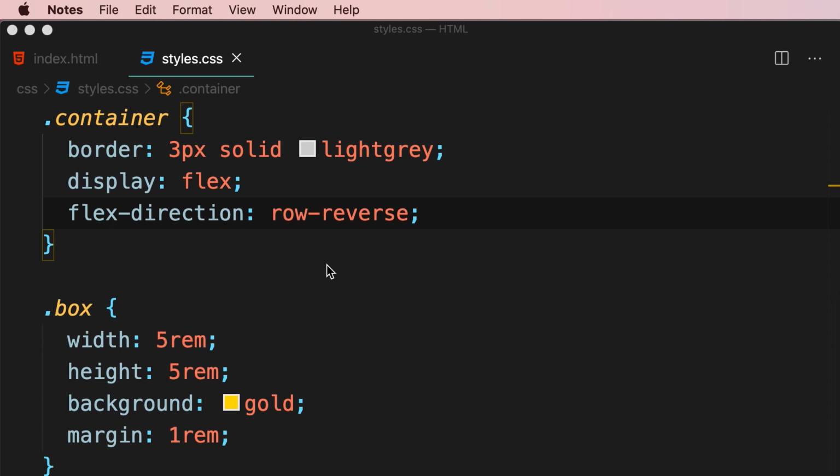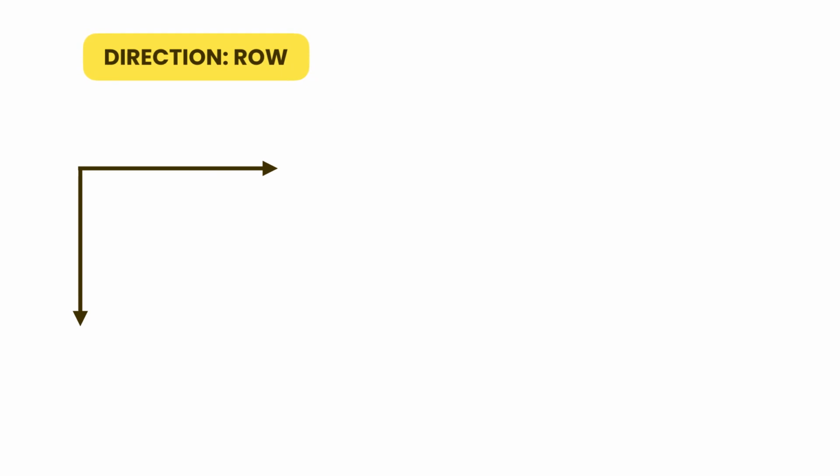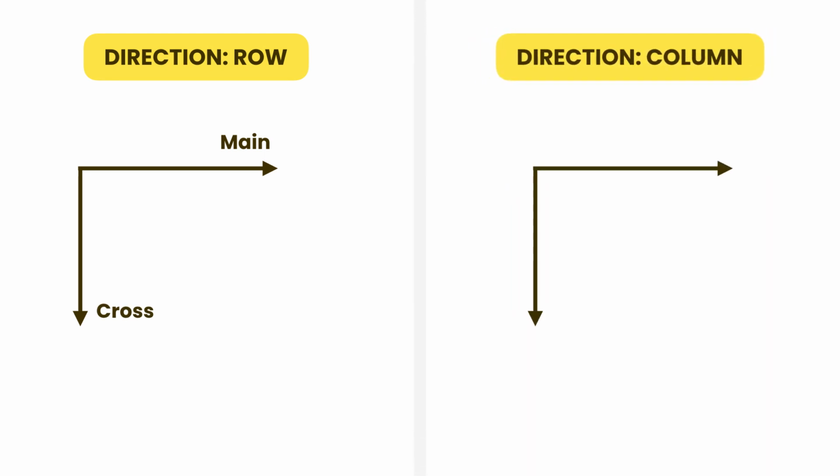Now let's talk about alignment. To align items, you need to understand the concept of axes in Flex. In Flex, we have 2 axes, the main or the primary axis, and the cross or the secondary axis. These axes are dependent on the direction. So if we set the direction to row, the main axis is going to be the horizontal axis, and the cross axis is going to be the vertical axis. In contrast, if we set the direction to column, the main axis is going to be the vertical axis, whereas the cross axis is going to be the horizontal axis.